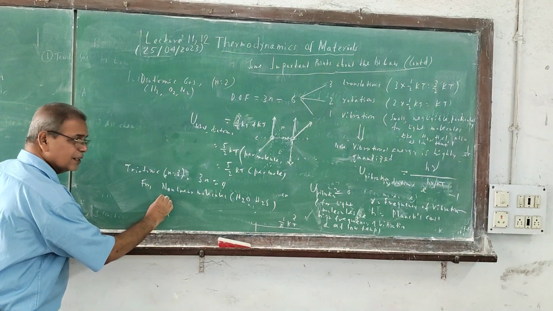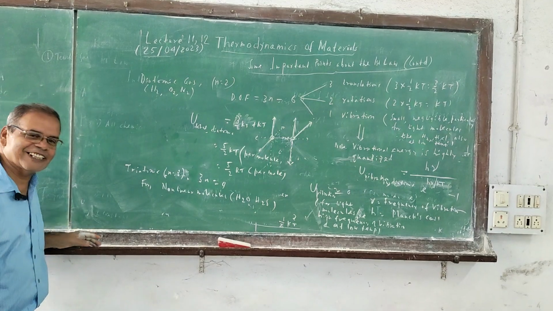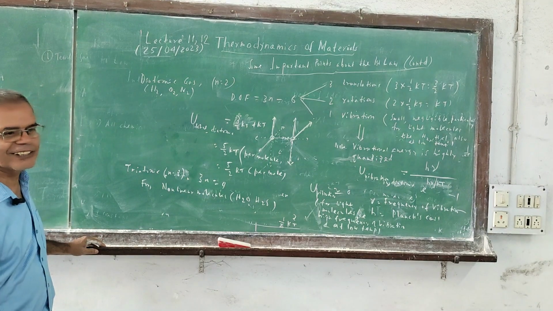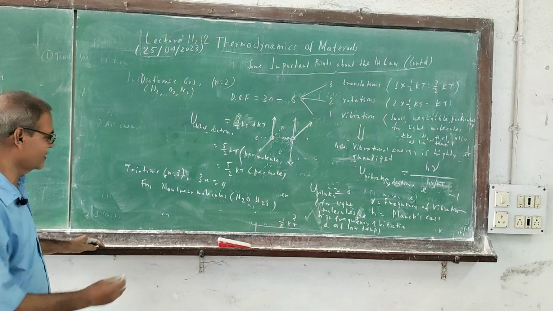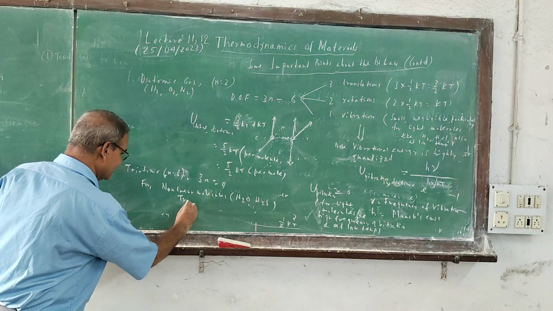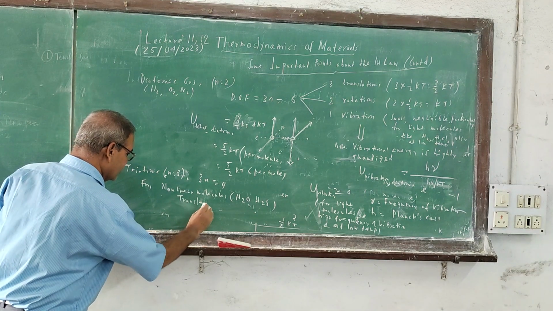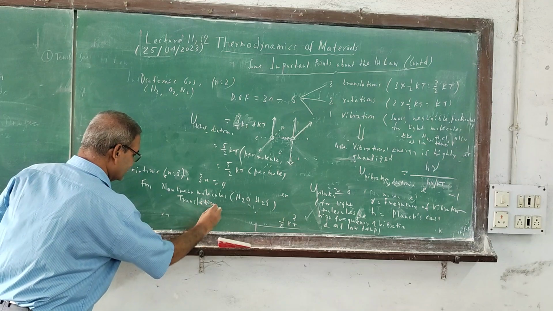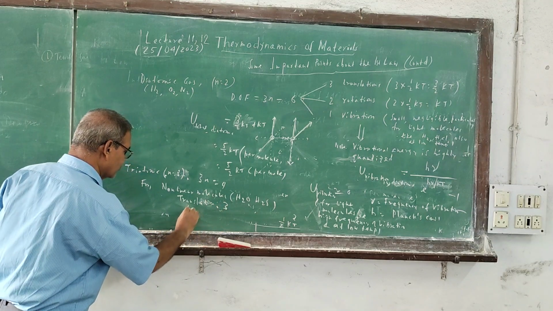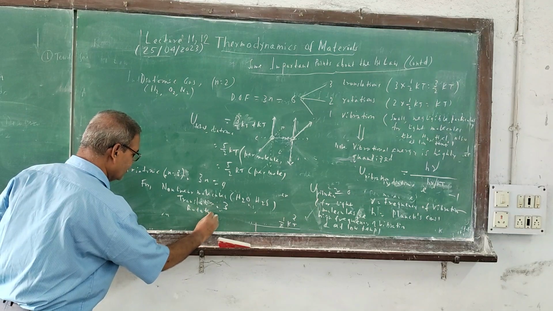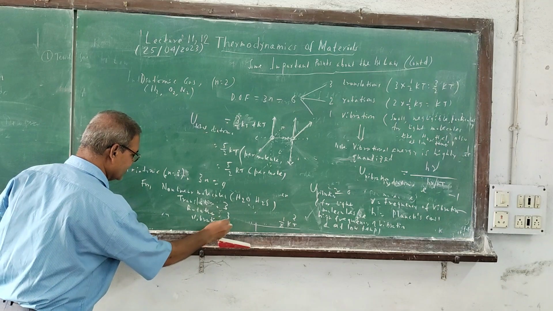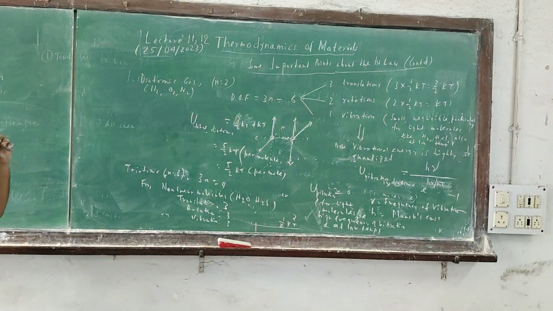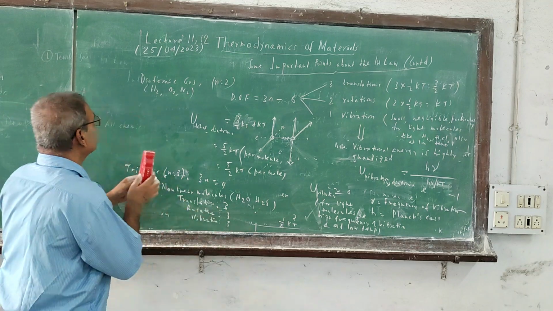What is this? 3 translation. Translation cannot exceed 3: X direction, Y direction, Z direction. No way. So 3 translation, then rotation, there also it can be shown 3, and vibration is the balance, 3. So this is actually how this will occur. So very good. Next I will pick up the next topic.